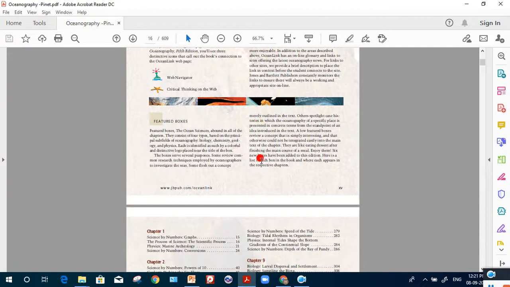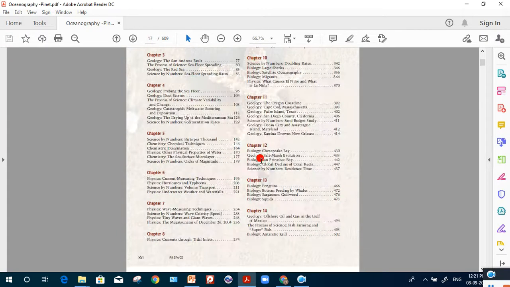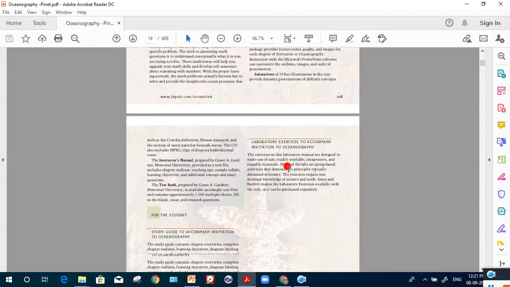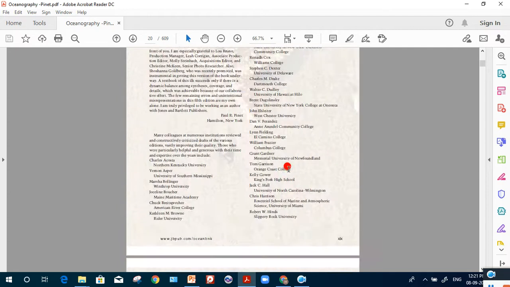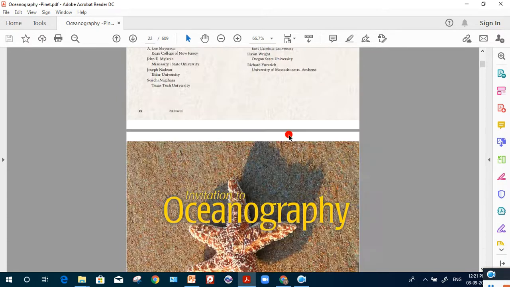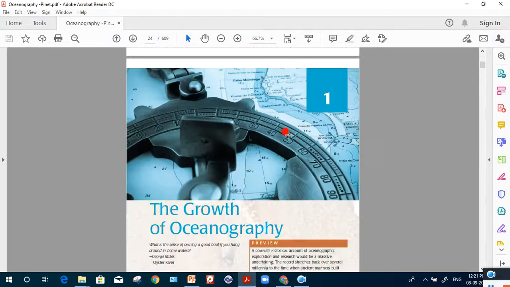Some people have the tendency of reading the preface also. I do that. I don't know how you do it, but one should try reading the prefaces also, because the people who write these books put a lot of effort into them.